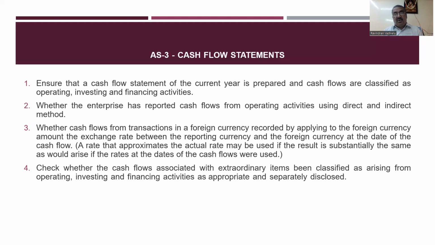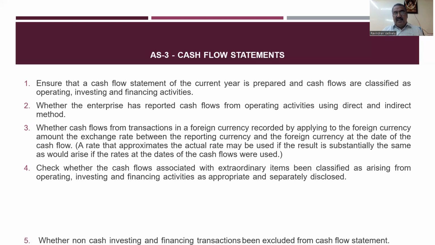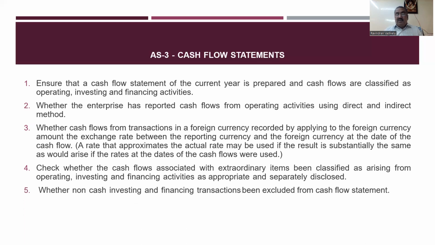Suppose there is any extraordinary item, suddenly you are going to buy an asset, or suppose we are making any compensation, everything has to be specifically mentioned in the cash flow statement. This is clearly stated in AS 3. Also, you have to exclude the non-cash items from the cash flow statement, because the cash flow statement comprises only cash and bank, not non-cash items.